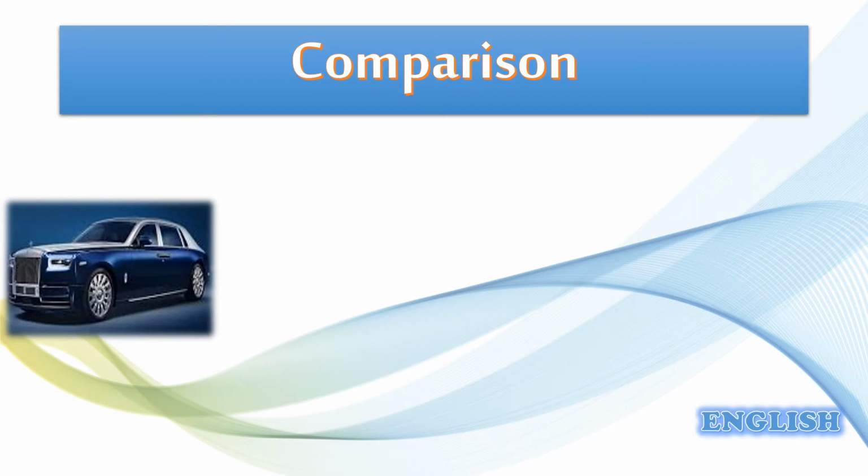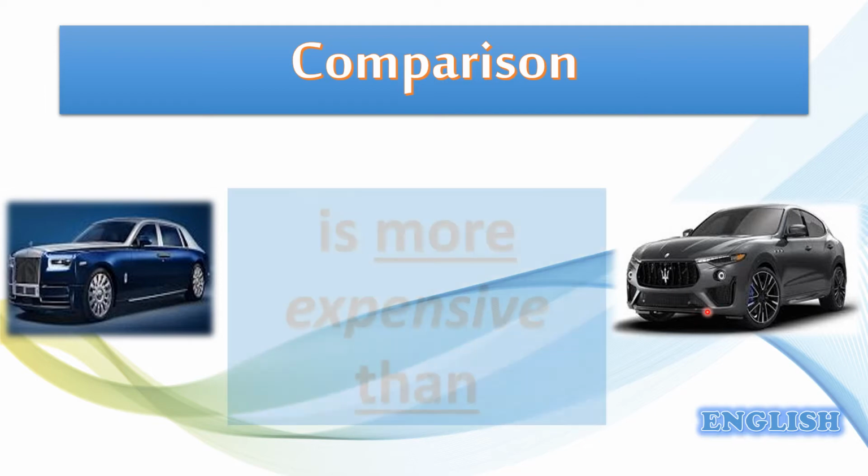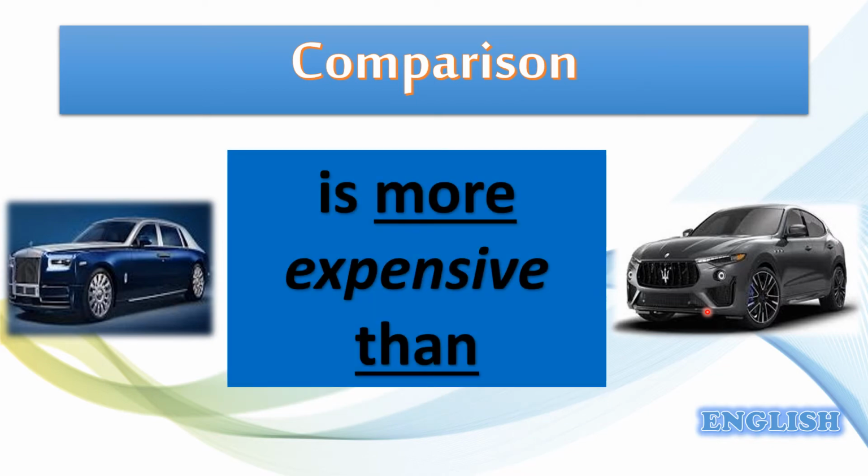The third example here is to compare these cars regarding their prices. The first one is Rolls-Royce, which is a very expensive car, and the other one is the Maserati. We say, for example, the first car is more expensive than the other car. This one is more expensive than the other one.